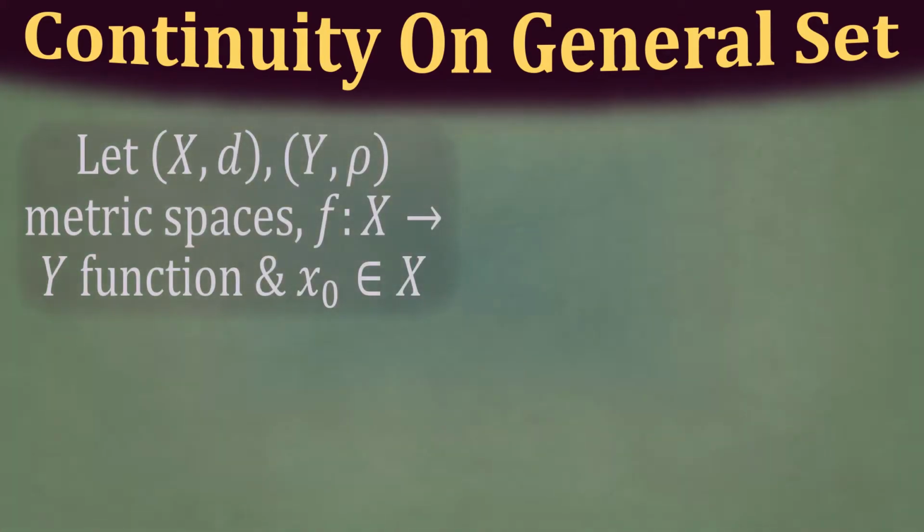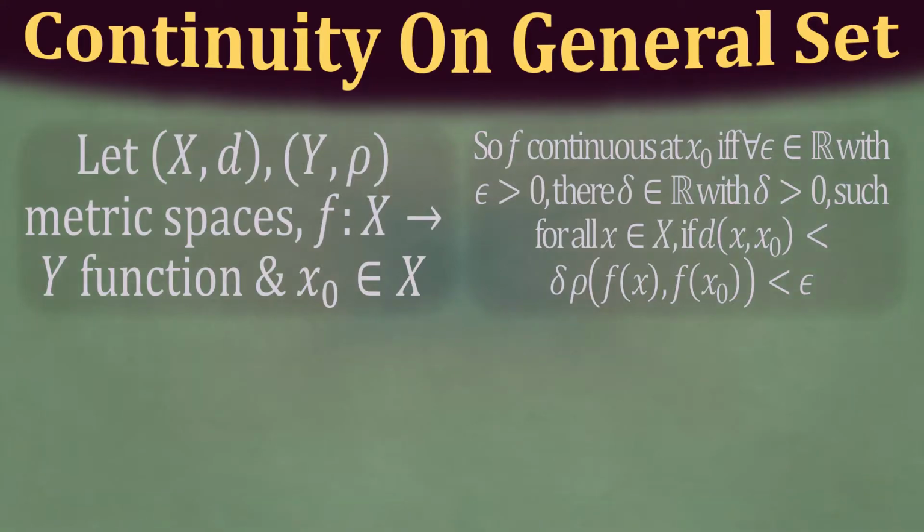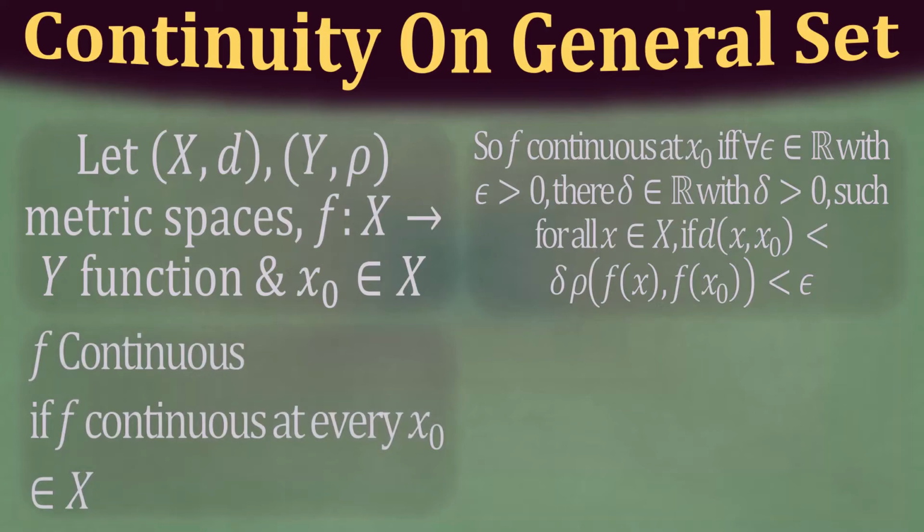Now, let's move on to define continuity on a general set. Let X with d and Y with rho be metric spaces, f from X to Y be a function, and let x naught be in X. We have that f is continuous at x naught if and only if for every epsilon in the real numbers with epsilon greater than 0, there is some delta in the real numbers with delta greater than 0, such that for all x in X, if d of x and x naught is less than delta, then rho of f of x and f of x naught is less than epsilon. We say that f is continuous if f is continuous at every x naught in X.